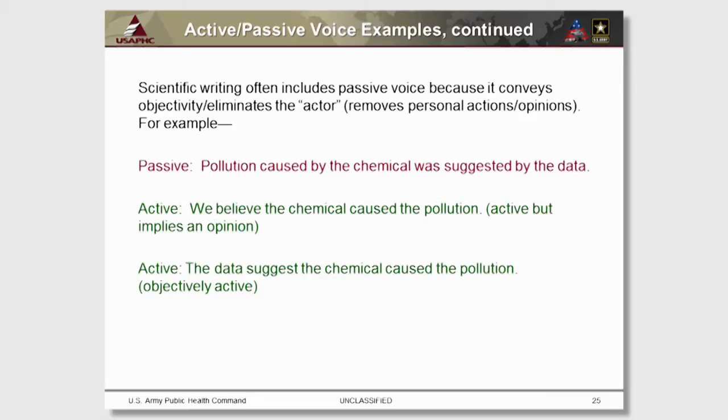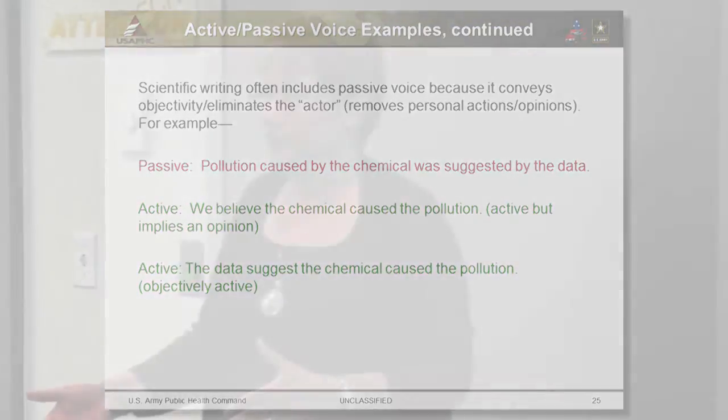And then there's that personal pronoun, we. And then we go to the objectively active solution, which is what's actually happening here: the data suggests the chemical caused the pollution. So you've got your facts clearly and concisely stated in that sentence. There's no wiggle room, and you've got the data to support what you're saying, so that's what you need to say. So much more clear and what we call objectively active, no room for opinion in this type of writing.